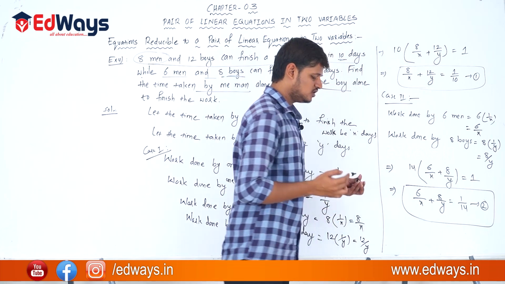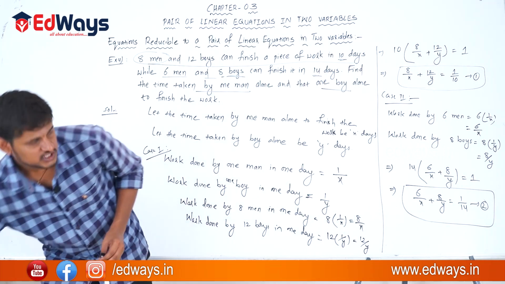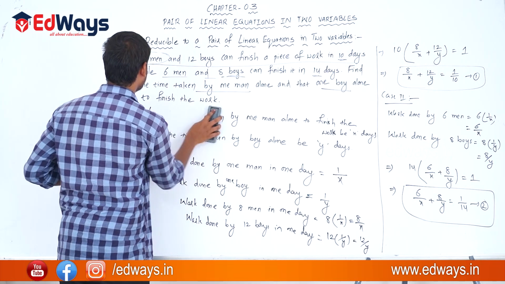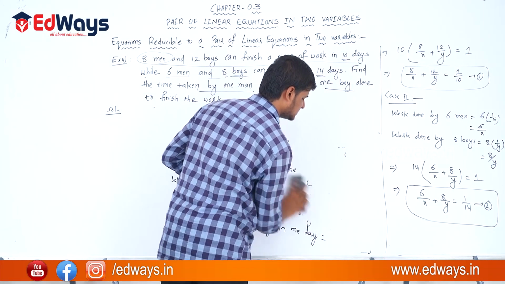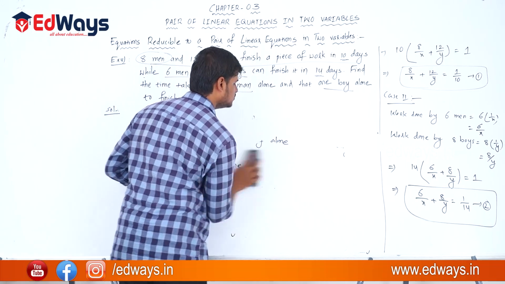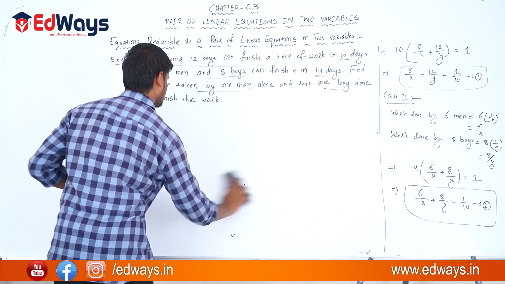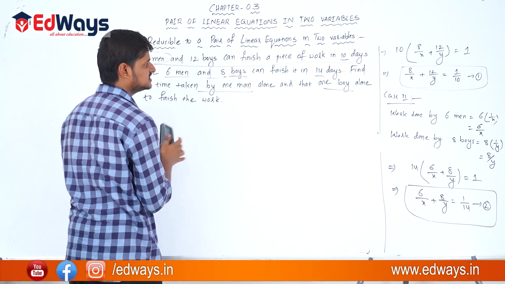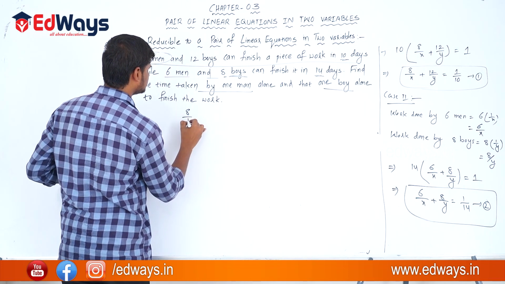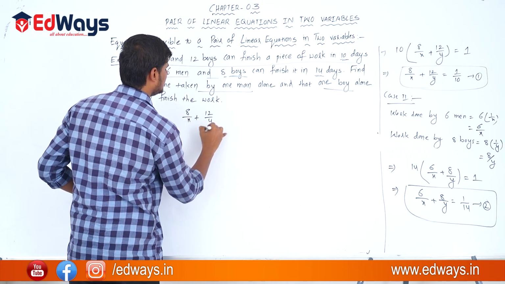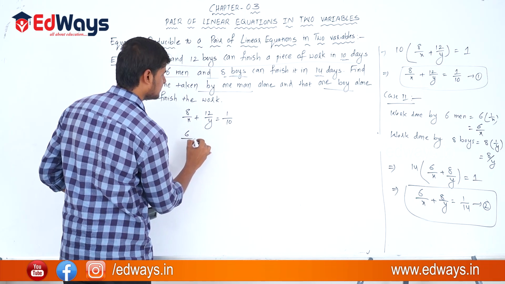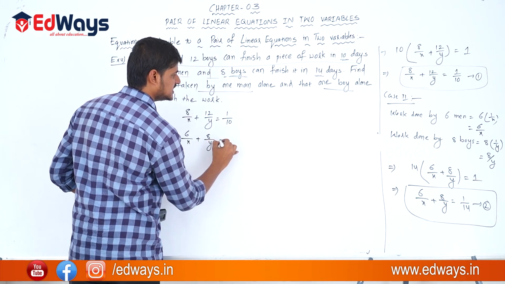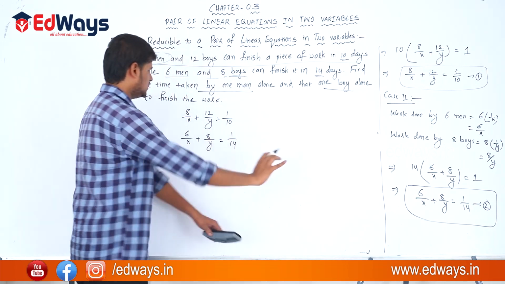Now we have to solve these two equations. How do we solve them? Like we already learned, how to solve equations reducible to a pair of linear equations, right? First let us write those two equations in one place. That is 8 by x plus 12 by y is equal to 1 by 10, and 6 by x plus 8 by y is equal to 1 by 14.